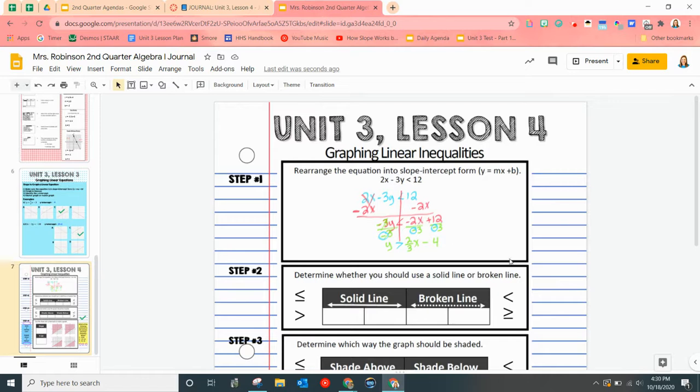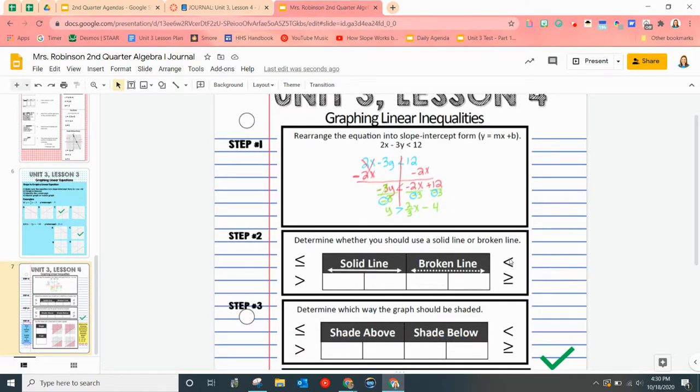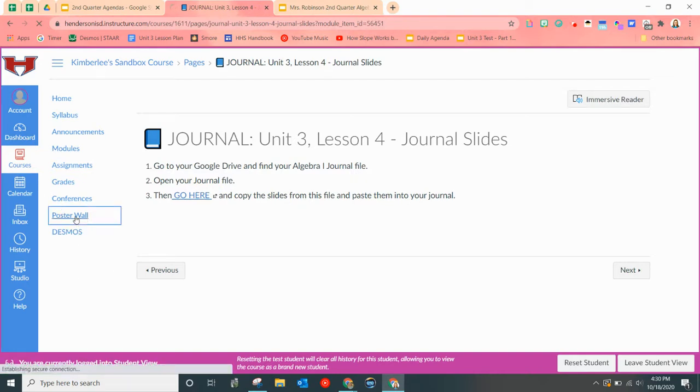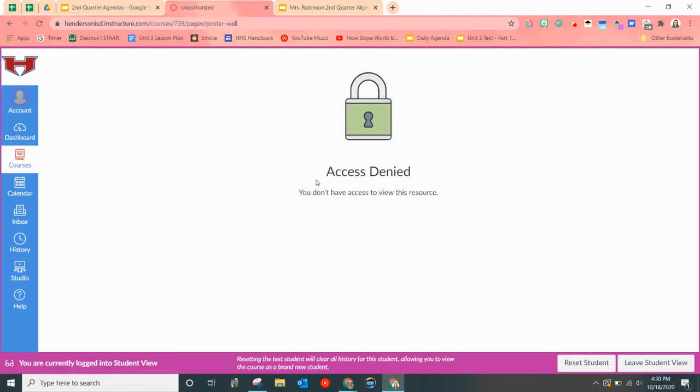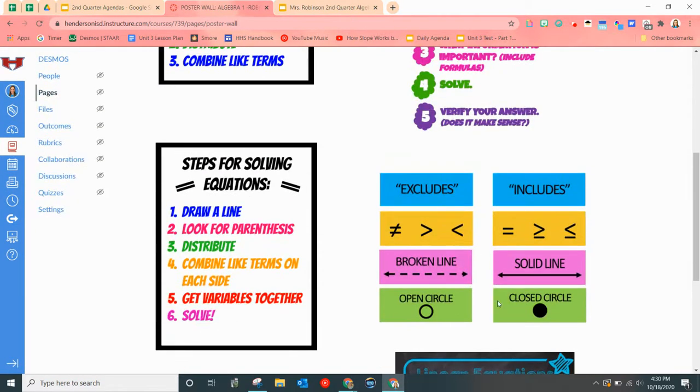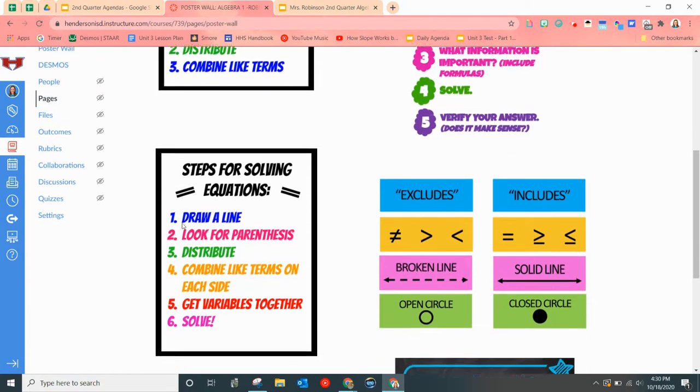Before we move on, let's review a little bit, and that is step number 2. You need to look and say, okay, am I going to have a solid line or am I going to have a broken line? Remember, here's a good place to review this: over here in Canvas, if you go to the poster wall in Canvas, let me see if it'll let me do it. Here we go. Here, I have put the inequality symbols, and if they have a broken line, open circle, solid line, closed circle. This will be very, very helpful. So if you're in Canvas, you can go over to the poster wall anytime you need to.